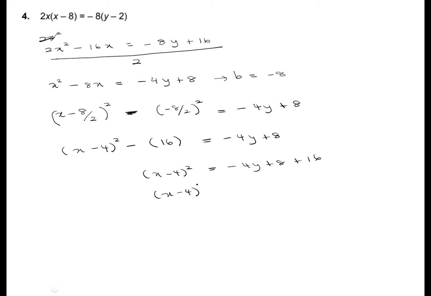As for the final equation, we get (x minus 4) squared equals negative 4y plus 24. To compare with the standard form of the parabola equation, we can factorize negative 4, so (y minus 6).